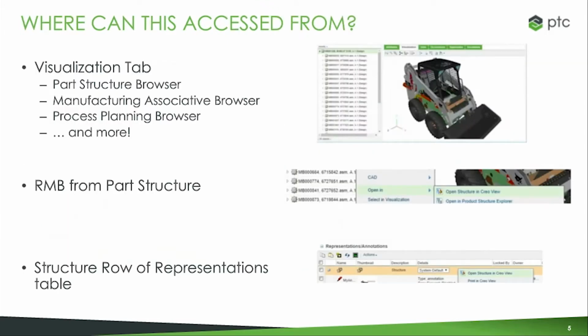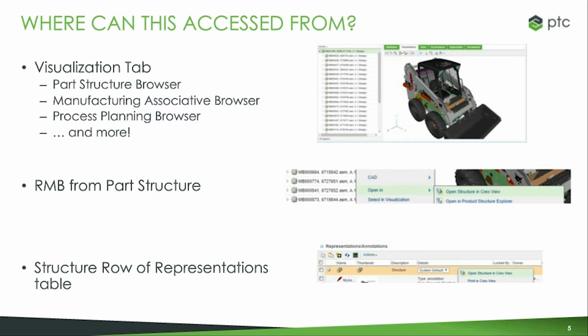So where can I get to these capabilities from? The most prominent one is the visualization tab. You see a visualization tab embedded in most of the structure browsers that you're seeing. So everything from the part structure browser or the CAD structure browser that you're probably used to, some of the more advanced ones like the manufacturing associated browser or process planning browser, any of these different structure-based browsers that have a visualization tab are all utilizing dynamic visualization.